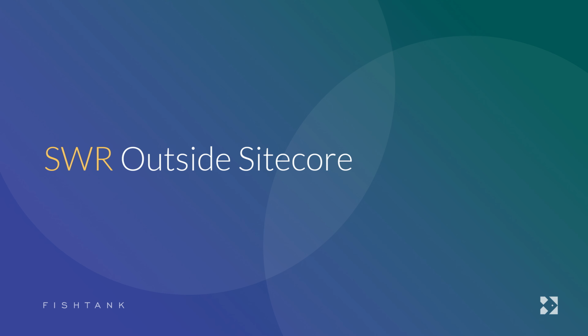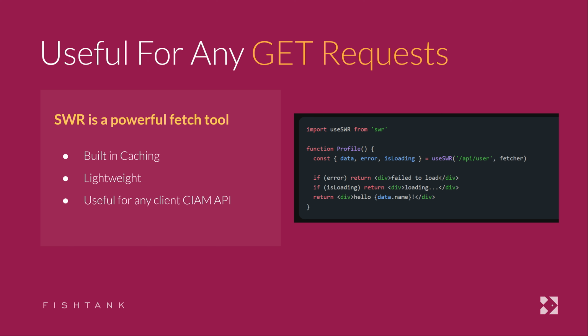So how can you use SWR outside of Sitecore, or more specifically outside of Sitecore queries? Well, it's useful for any GET request, right? SWR can be used for pretty much any call, whether that's after a post, where you want to get new data after you post an update, or you want to pull data when the user lands on the page. The built-in caching makes it very powerful and lightweight, and it's just an overall strong tool for pulling data from any existing APIs. So any API-heavy projects could really take advantage of this. If you're working with a client with a CIM API, that's a great example. This can just connect directly to that API and pull the data directly from it, and you're going to get the benefit of caching.